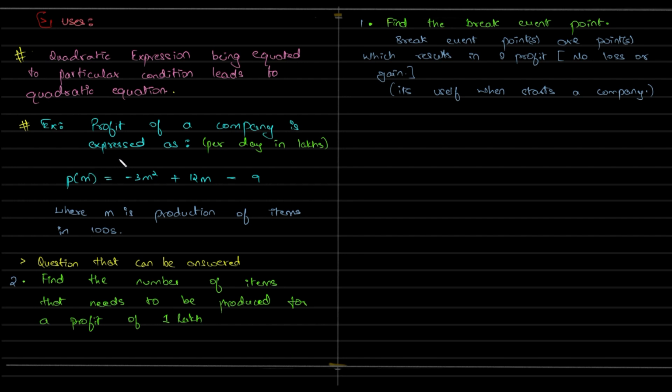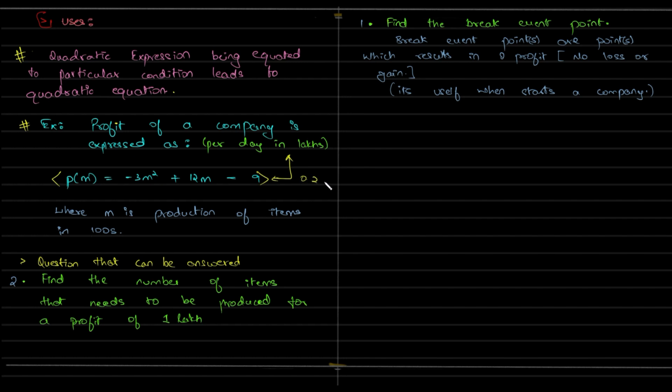the understanding, right? So the profit of a company is expressed per day in lakhs. So the profit of a company is expressed with the example of this expression, and this expression can lead to a result of say 1 lakh, 2 lakh, or 1, 2, 3, 4, whatever kind of number you want. And each of that number indicates a lakh. That is the profit made per day.